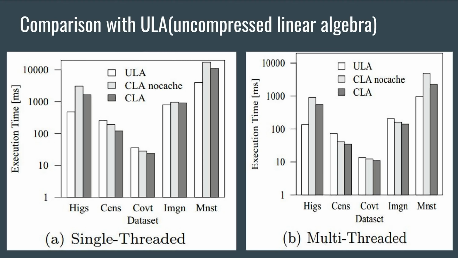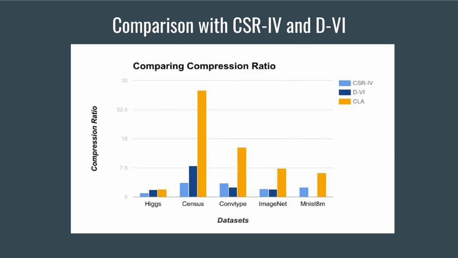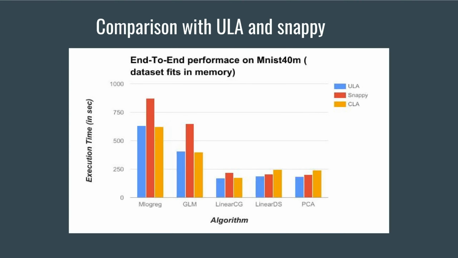CLA performs close to ULA except in cases of the Higgs and MNIST datasets. This is due to the small size of the L3 cache, which is not able to store the output vector. There are huge improvements in compression ratio as compared to CSR-VI and D-VI formats. CLA was able to outperform both ULA and Snappy in case of some ML algorithms and also achieves almost equal performance with algorithms like PCA.